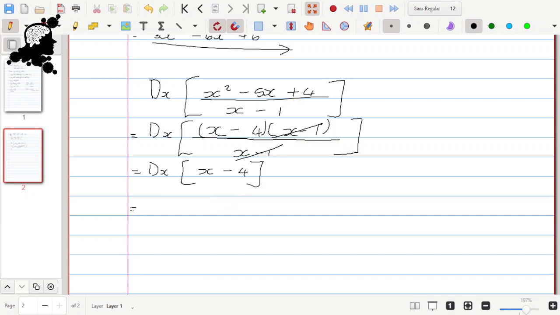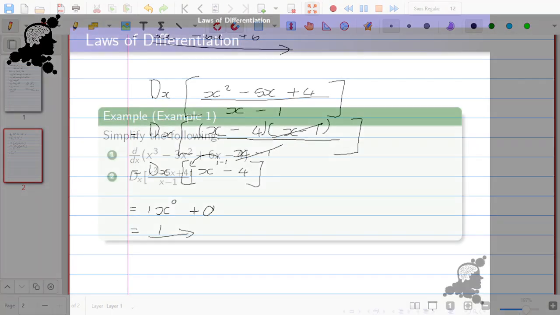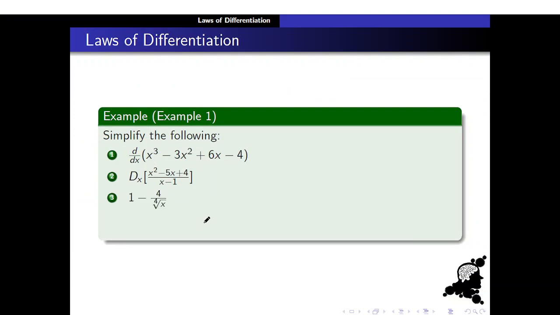Now we can find the derivative. So the derivative of x, this is to the power 1. Multiply the exponent by the coefficient, which is 1. We just get 1 times x. Subtract 1 from the exponent, this is 0. The derivative of negative 4, which is a constant, will just be 0. Your answer will just be 1 because x to the power 0 gives you 1. So the derivative of this expression is just 1. Brilliant. Life is great. Let's look at the next question.